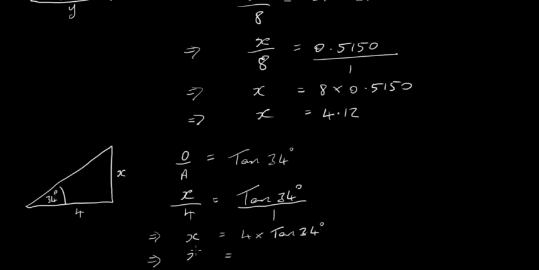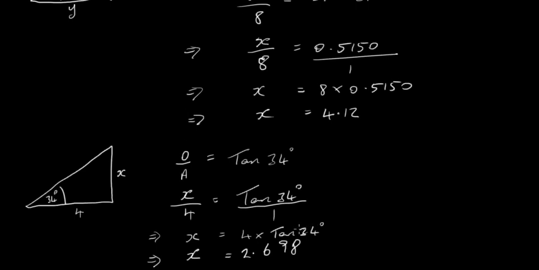So we end up with x is equal to 4 multiplied by the tan of 34 degrees, and that gives us 2.698. We'll just go to 3 decimal places there. Okay, so we worked out what x is here. And again, if you want to work out what the longer side is here, what the hypotenuse is, you can just simply do Pythagoras' theorem.